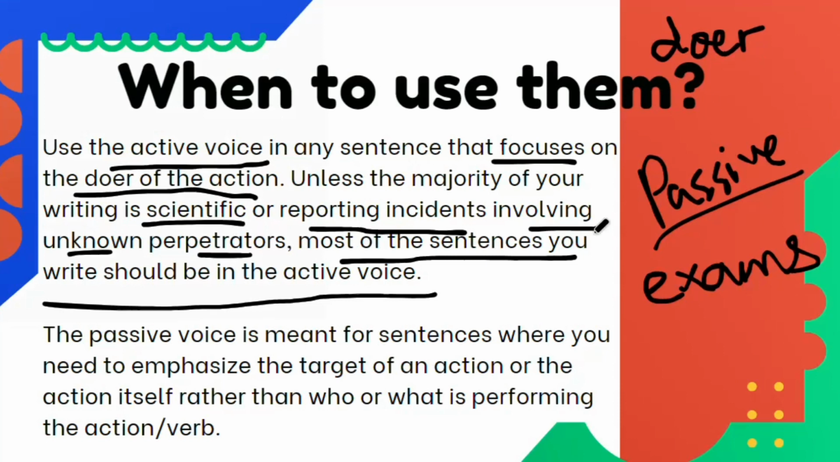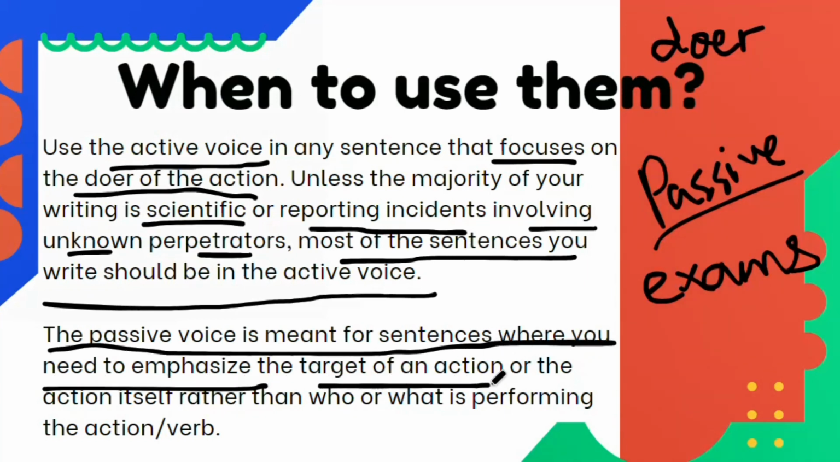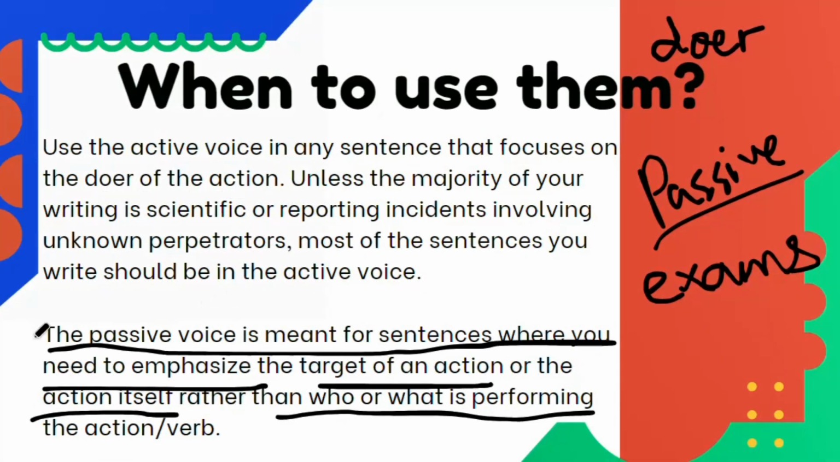But if this is not the case, use active voice most of the time, please. The passive voice is meant for sentences where you need to emphasize the target of an action or the action itself rather than who or what is performing the action. This is something quite important to remember. We only use passive voice when we are not concerned with who and what is performing the action, but we are concerned about the action or the target of the action, right?